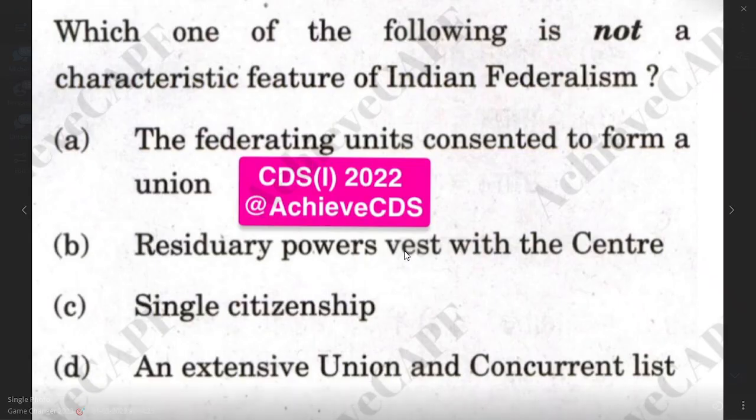Which of the following is not a characteristic of Indian federalism? The federating units come together to form the union. The residuary powers vest with the center, single citizenship, an extensive union and concurrent list. A.